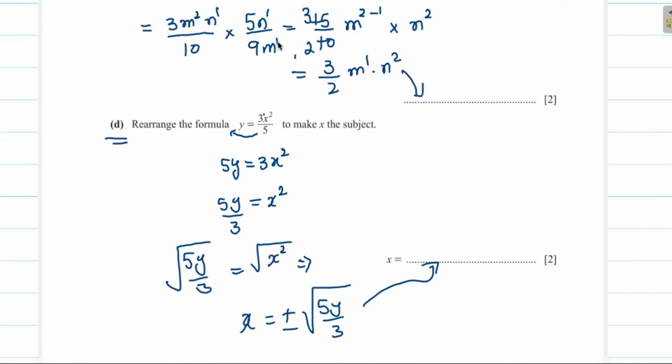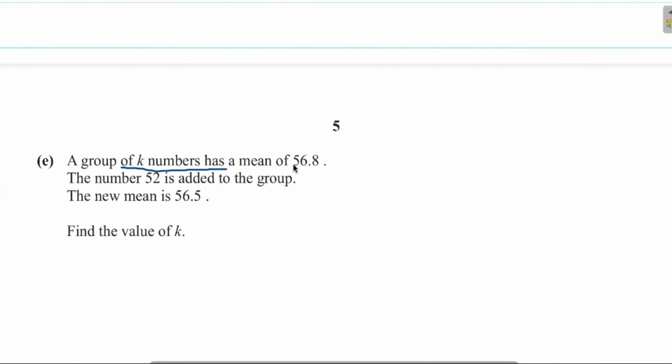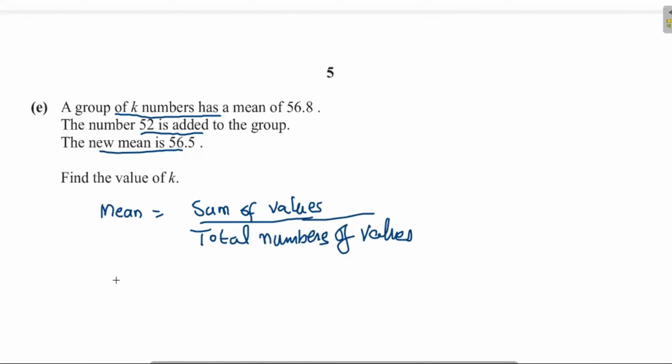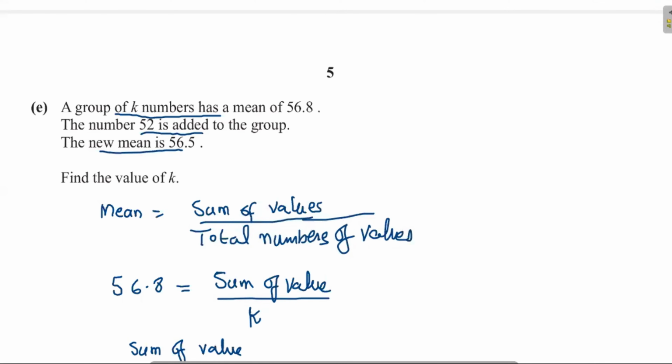This is the answer. A group of k numbers has a mean of 56.8. The number 52 is added to the group. The new mean is 56.5. Find the value of k. Now, firstly, we write the formula of mean. Mean equals sum of values divided by total number of values. Now we write the mean here, this is 56.8. And the sum of values, we write the sum of values. The total number of values you see here is k. Therefore, the sum of values will be equal to 56.8k.